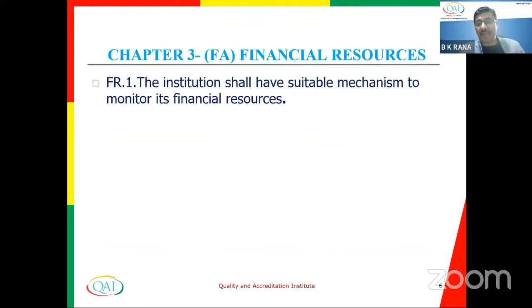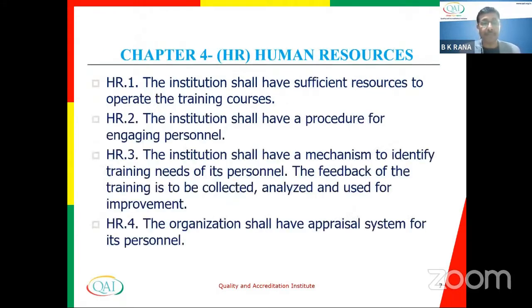Another chapter, third, is about the financial resources, and it's important that the institution should be financially viable to provide the services it is intended to provide, and therefore it says you should have a suitable mechanism to monitor its financial resources. The monitoring actually covers what are your sources, or how much you are earning, how much you are spending, so that you have a control over those financial transactions, and you know the status of your institution in terms of financial resources available to you and what you need to do if they are not sufficient or viable to provide options to your institution.